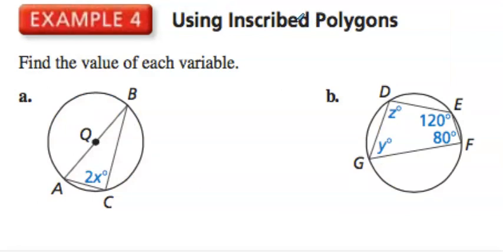So find the value of each variable. Hit pause, try these out real quick and see what's up. Okay, so find the value of each variable here. So we got the 2x here.